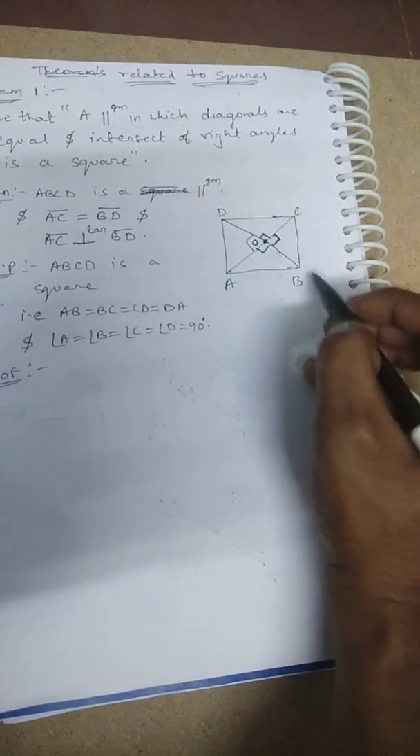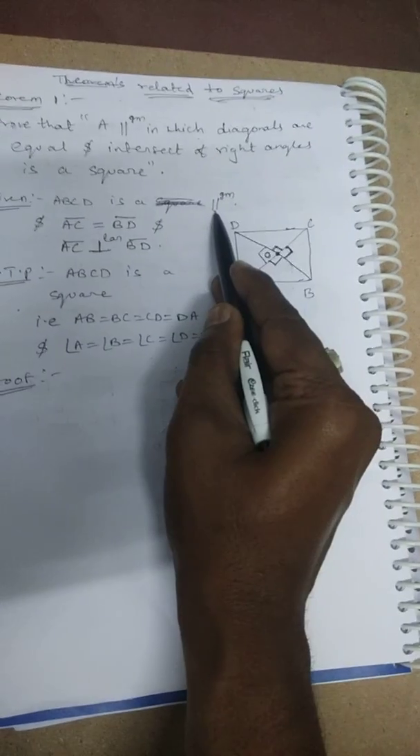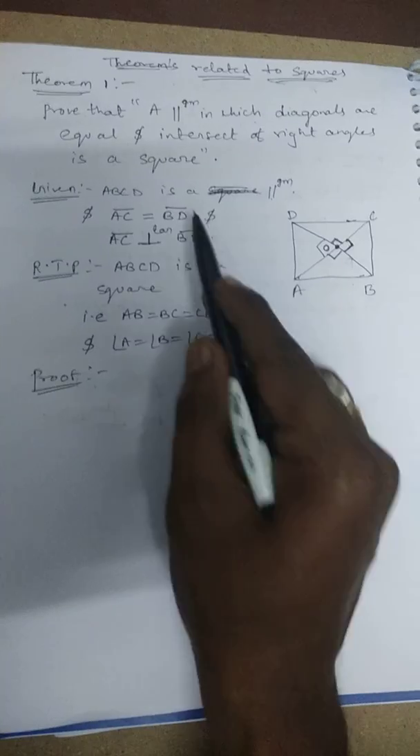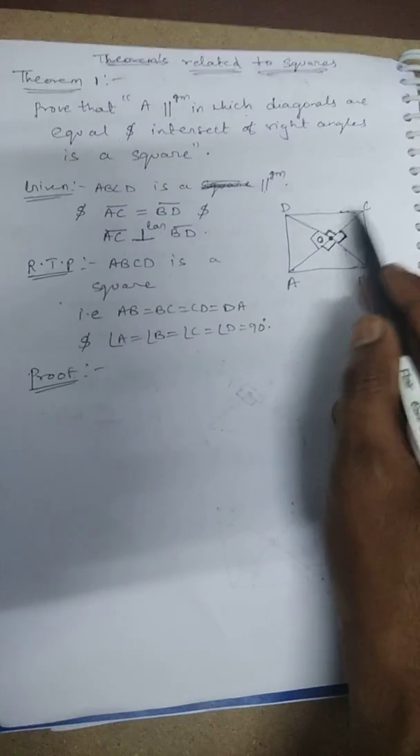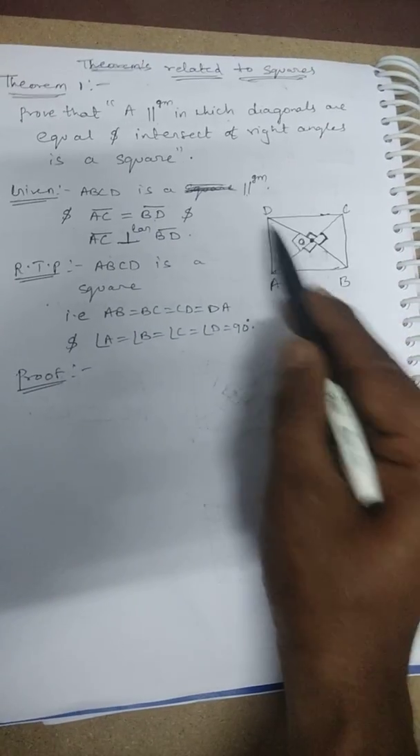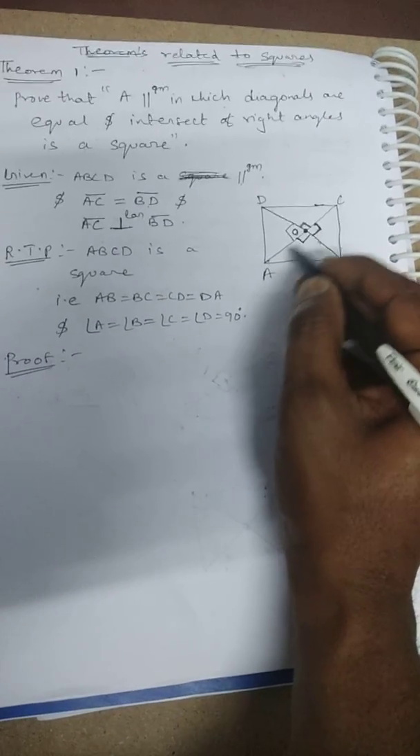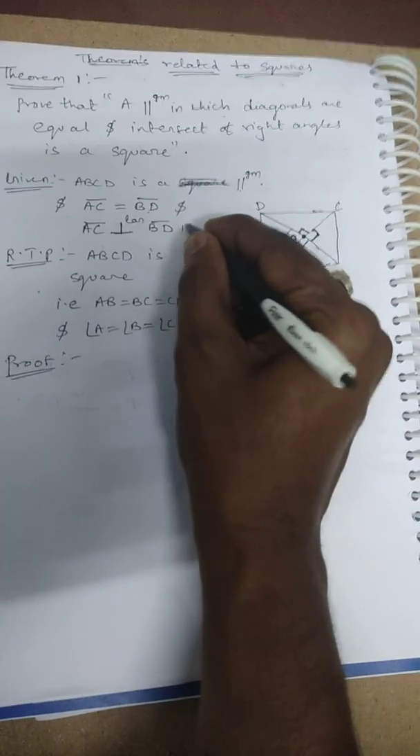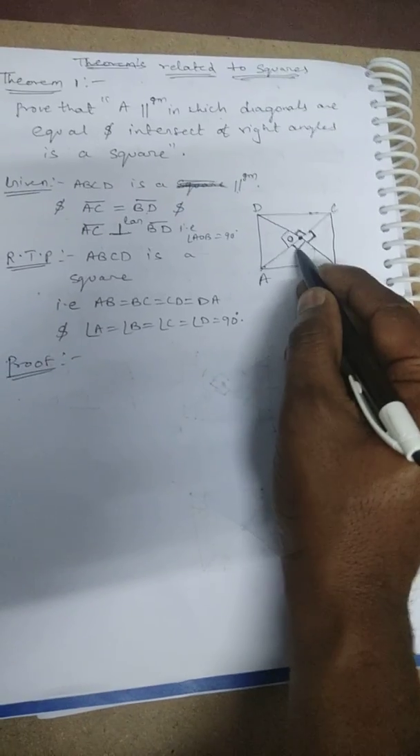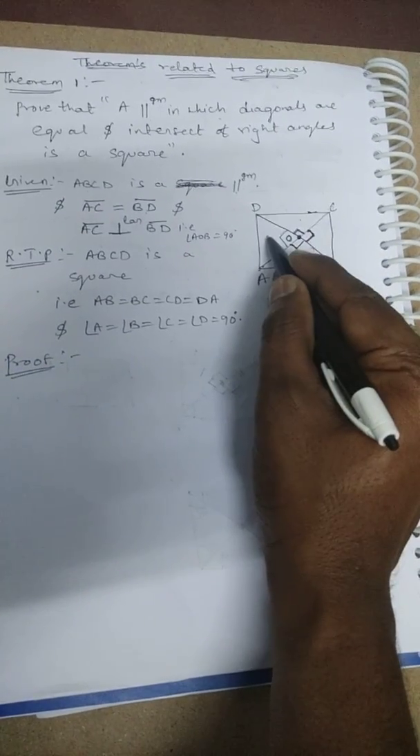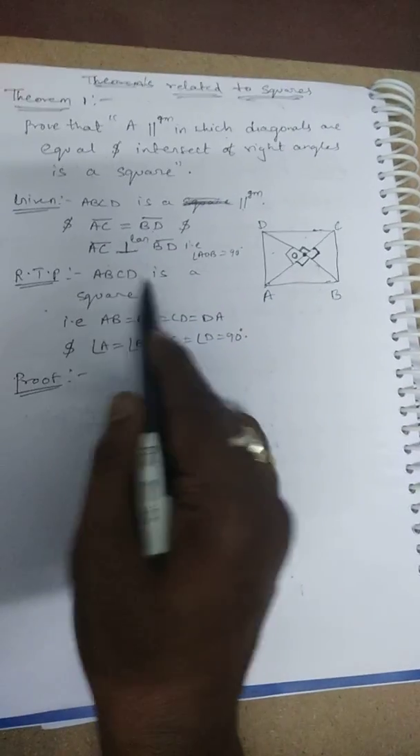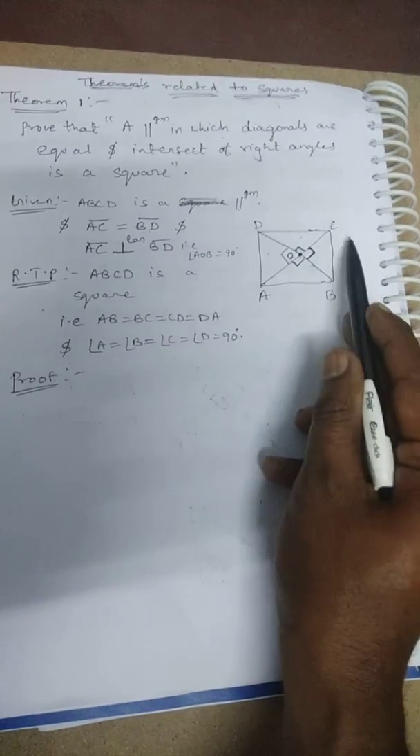What is given in this theorem? ABCD is a parallelogram, and AC is equal to BD. The diagonals AC and BD are equal, and the diagonals are perpendicular. That means angle AOB is equal to 90 degrees. Not only AOB, this angle is 90, this angle is 90, this angle is also 90. All four angles are 90 degrees each. Now we have to prove ABCD is a square.